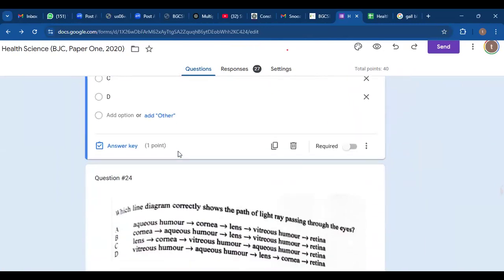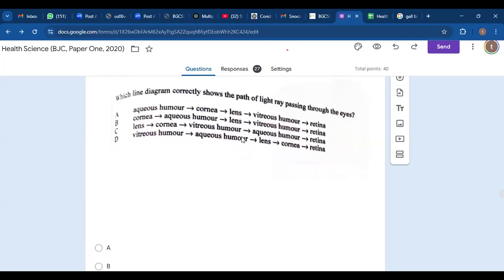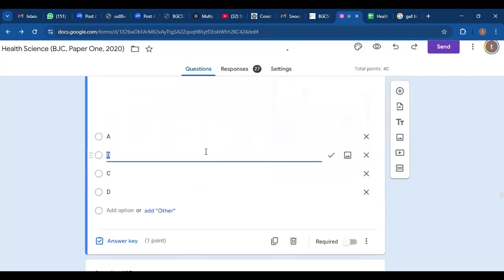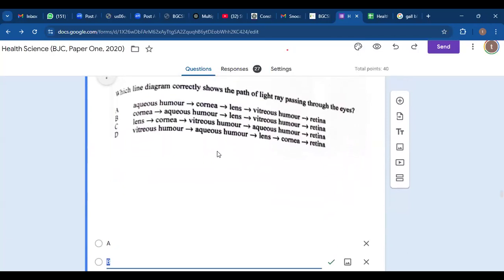Thank you. Number 24. Which line diagram correctly shows the path of light rays through the eye? C. Definitely C. C is a giveaway. It has to pass through the lens, the cornea, the vitreous humor, the aqueous humor, then the retina. Oh wait, what was the answer for number 23?